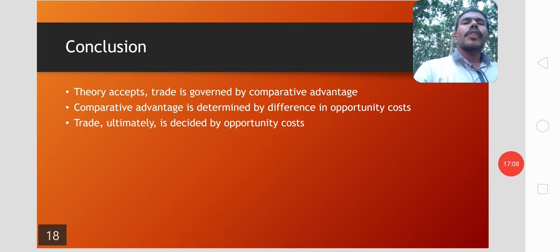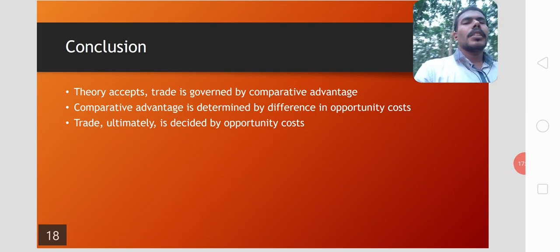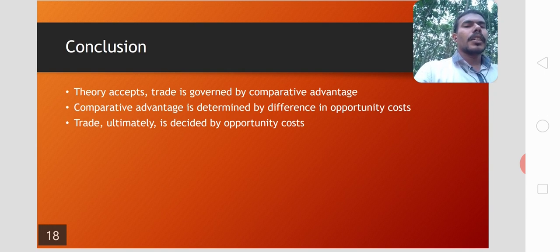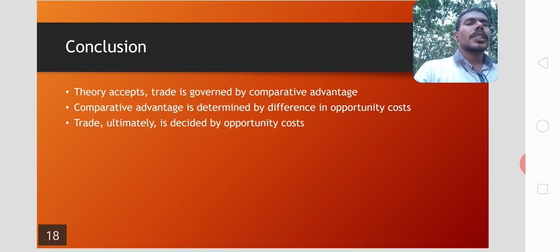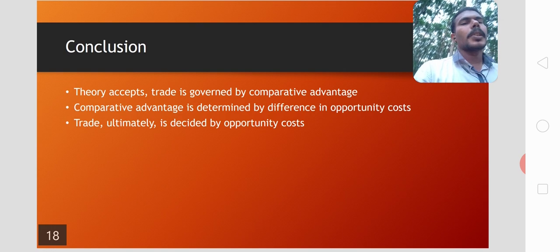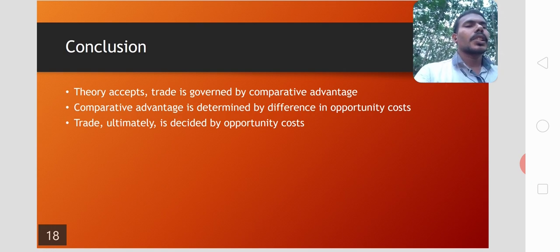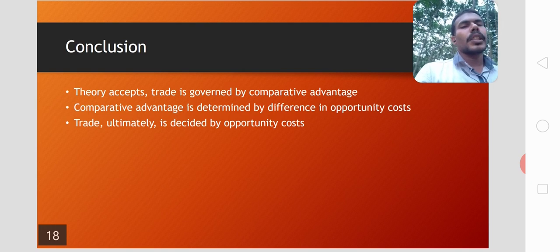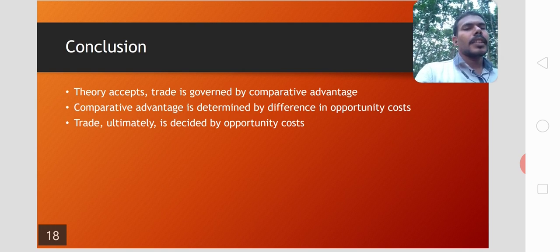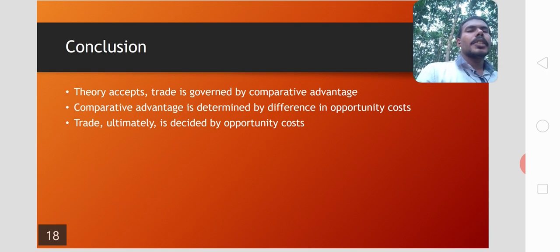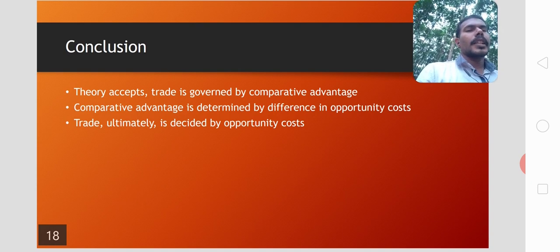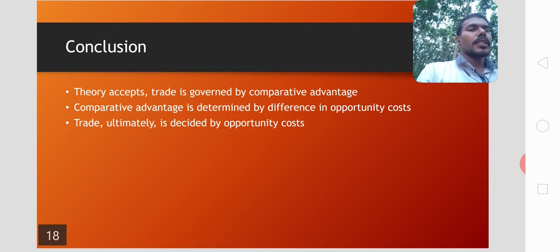So let me brief the presentation. This presentation is on gainful trade on the basis of constant opportunity cost conditions, using the production possibility frontier. The theory accepts that trade is governed by comparative advantage, but comparative advantage is determined by the opportunity cost. That means trade can ultimately be said to be decided by differences in opportunity cost.